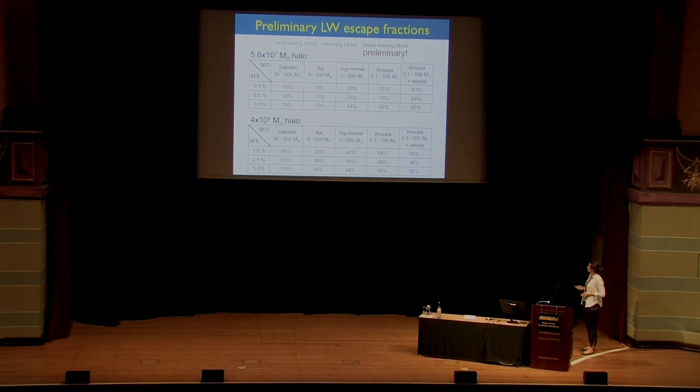But what's maybe surprising at first glance is that for the flat IMF, which goes from 9 to 500 solar masses, the escape fractions can be a bit lower. So this might be worrying at first glance for the people who do direct collapse black holes.